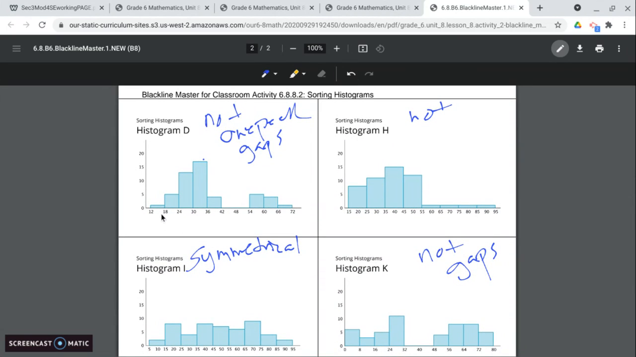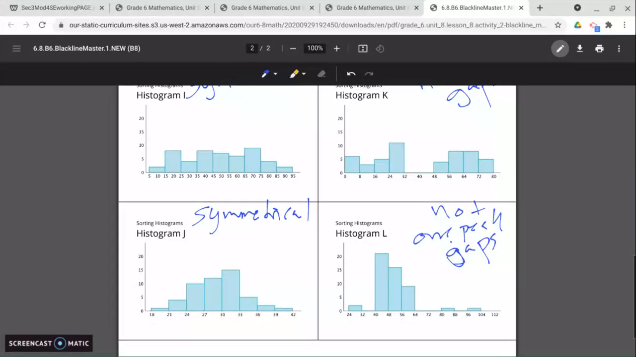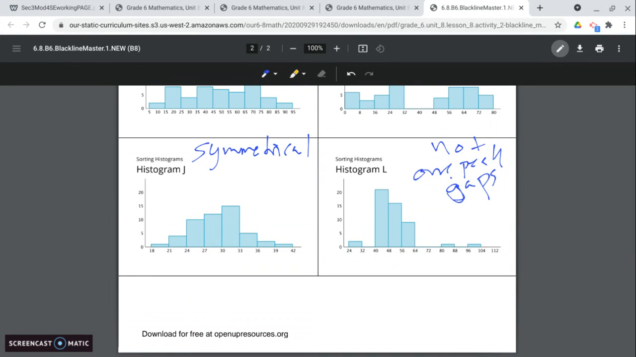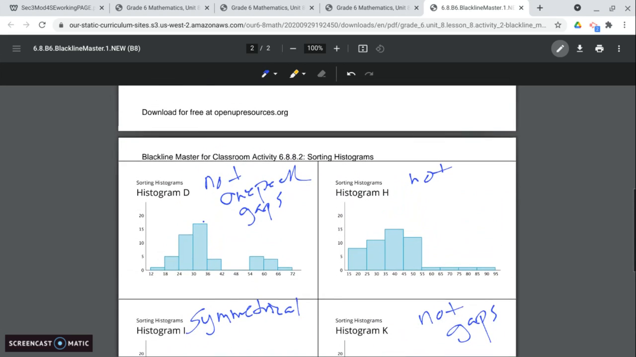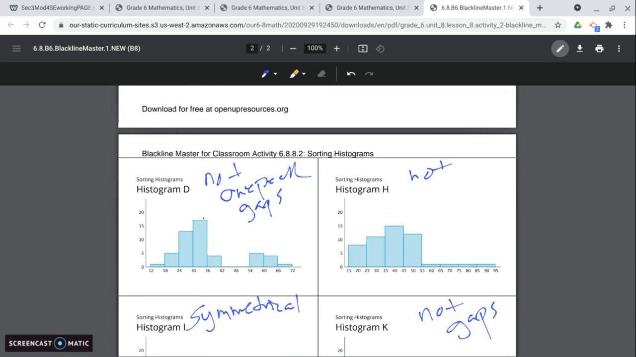Now this I wouldn't call an outlier, it's just because there's a gap, but then there's still a decent amount of data there, so I wouldn't call it an outlier. This one definitely has outliers. We could conclude D, but I don't really think it fits that well with outliers.